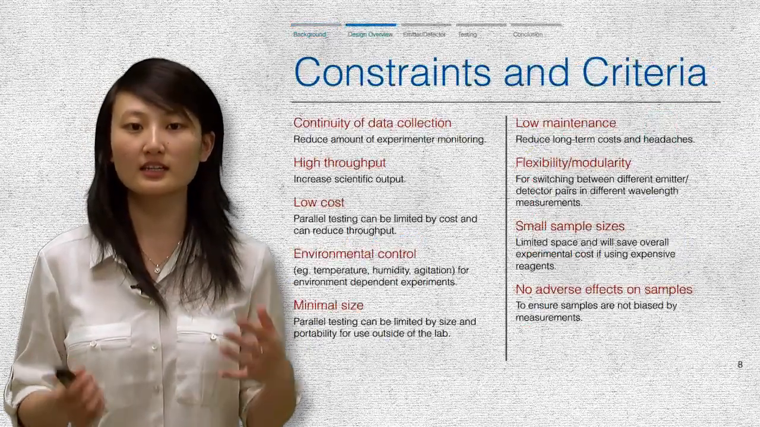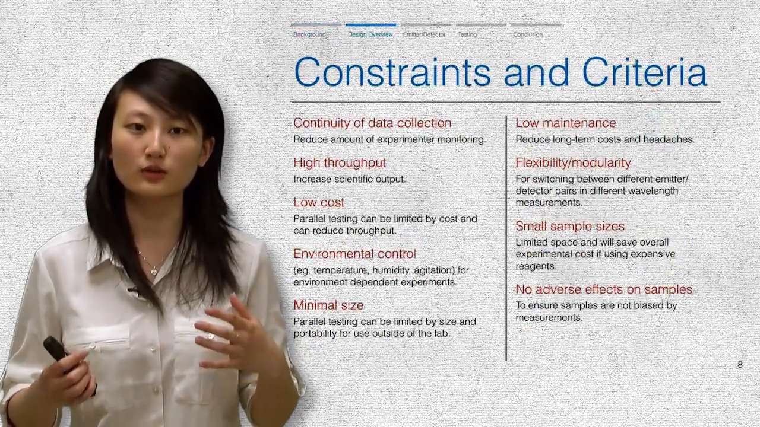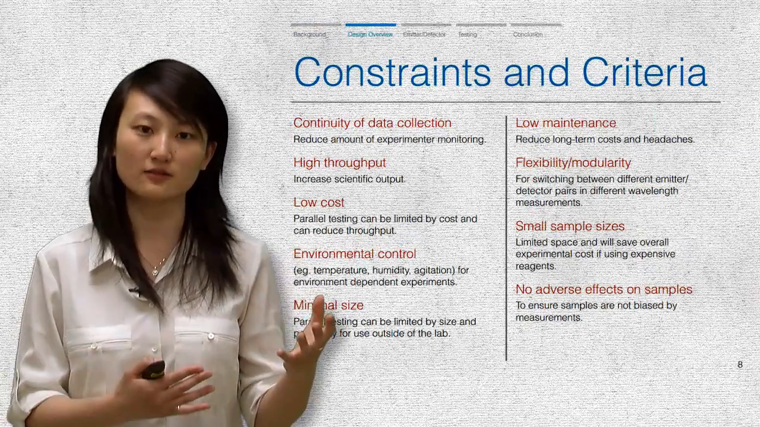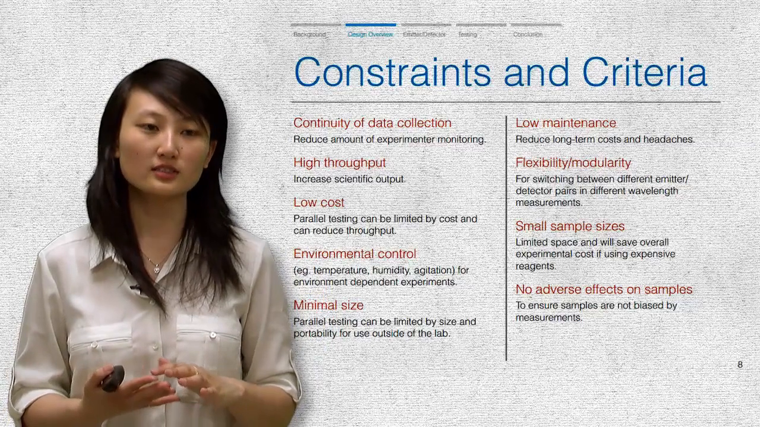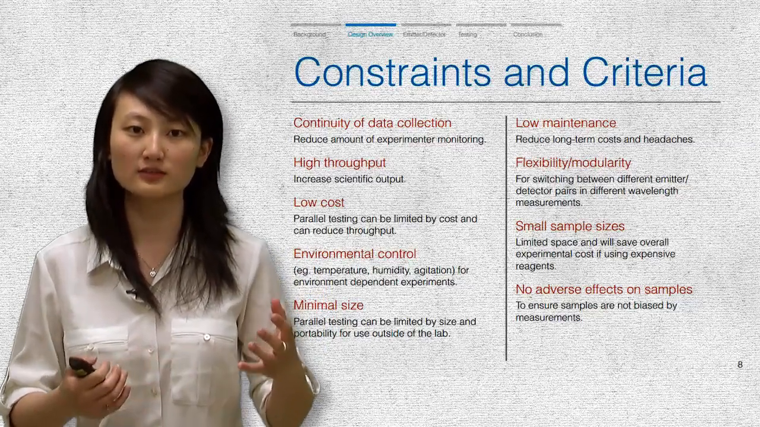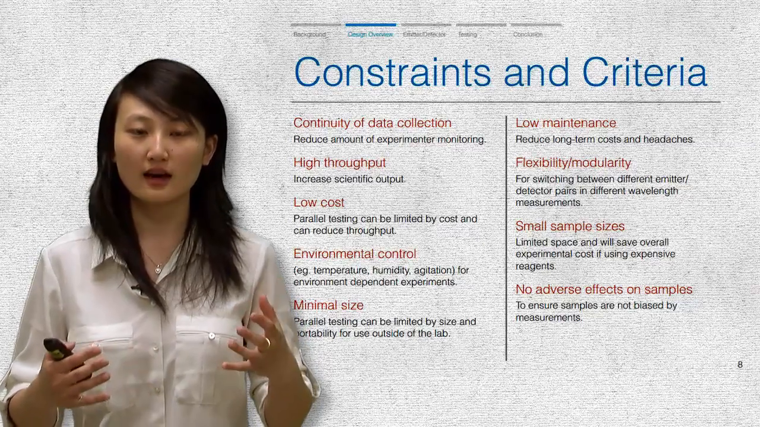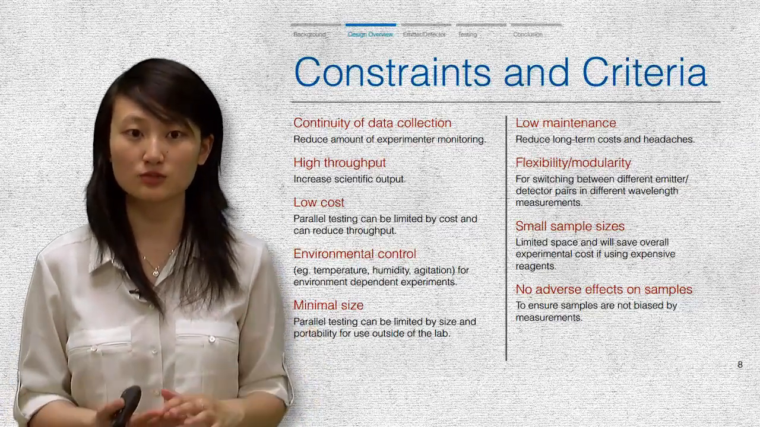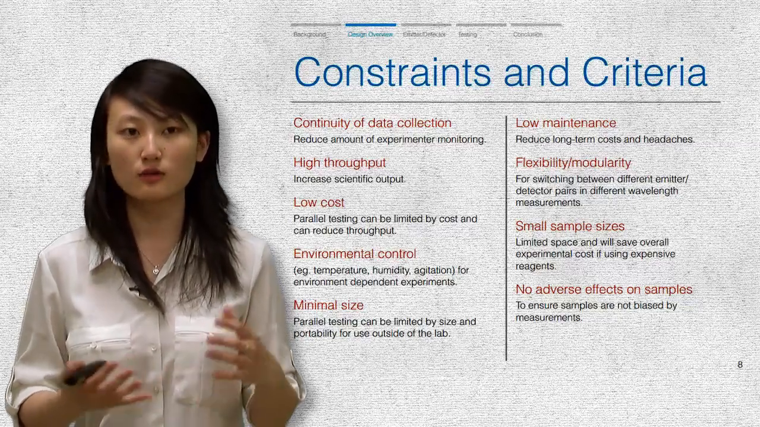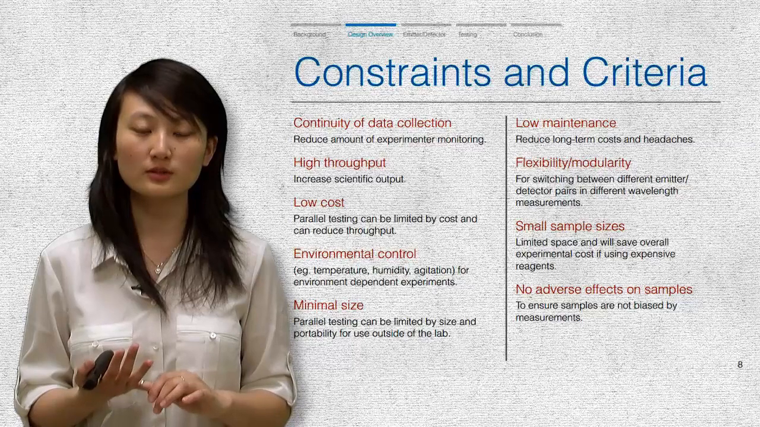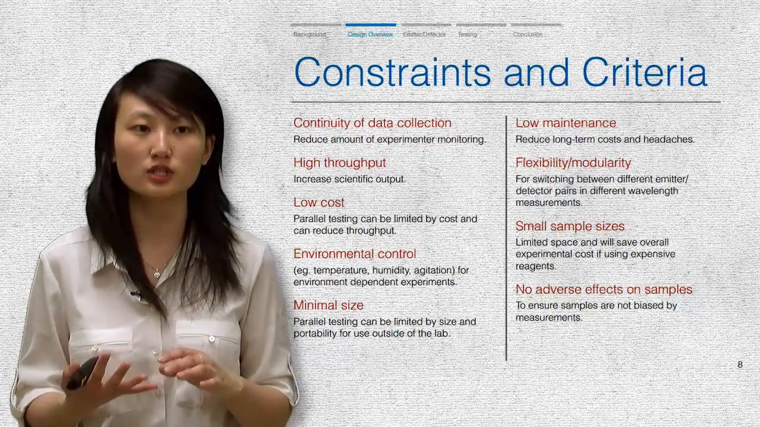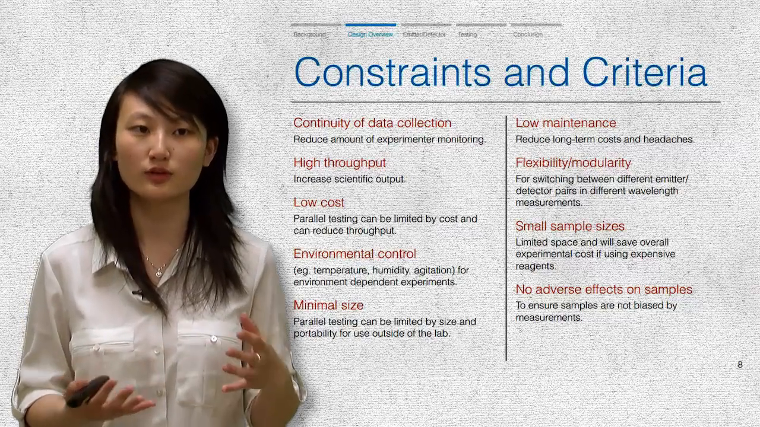And so in creating a device, we wanted to satisfy the constraints and criteria that we've gathered from examining these different devices. We want our device to be able to continuously monitor data so that the experimenter doesn't have to be present when the experiment is running. We want the device to be high throughput and very low cost, under $1,000. We want it to be environmentally controlled for different factors such as temperature, humidity, and agitation for those types of experiments which require them.